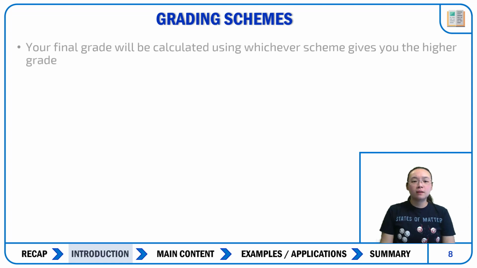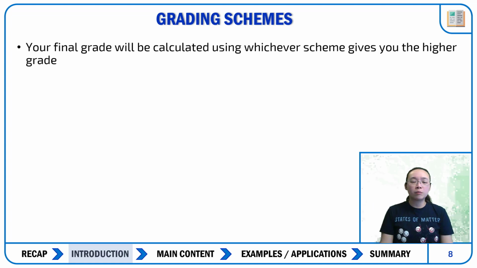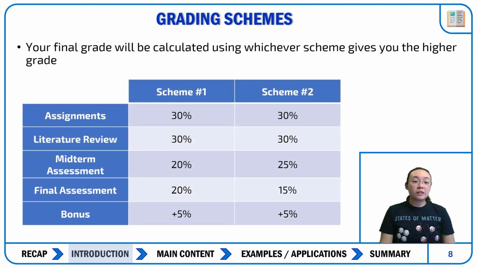Grading schemes. Your final grade is going to be calculated using whichever scheme gives you the higher grade. I know that everybody's working from home this term, and it's really hard to implement any assessments or final exams. So there are 2 different schemes. The assignments and literature review are set in stone. They're just 30% each. I do want you to spend time on the weekly assignments because that's the only method of assessment I can really have throughout the term, as well as the literature review, which is the term project. Together, those 2 make up 60% of your grade, and that's a huge chunk.